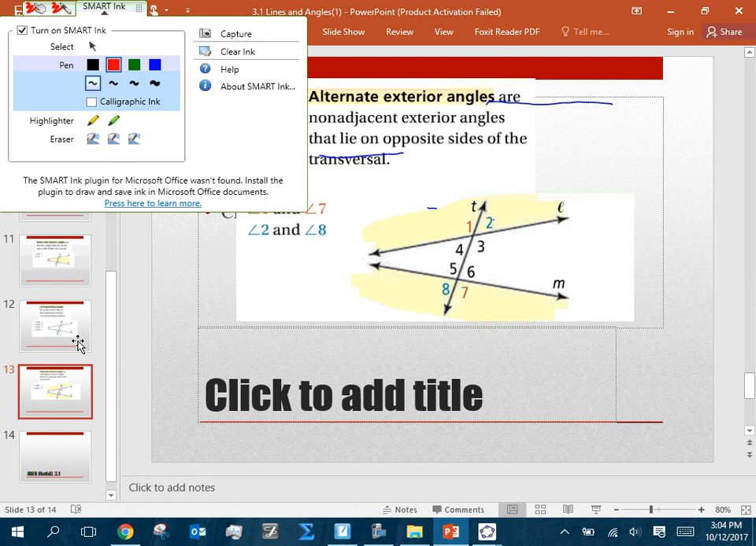But same side interior, and now we have, I want to look at angle 2 compared to angle 6. Angle 2 compared to angle 6, or angle 3 compared to angle 7. Okay? So those types of angles are referred to as corresponding angles. Okay? And the word corresponding just simply means to match.